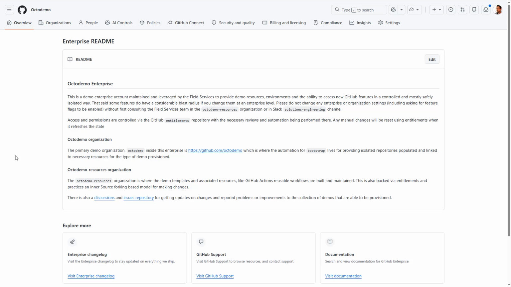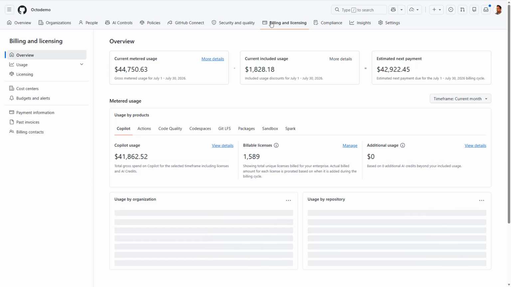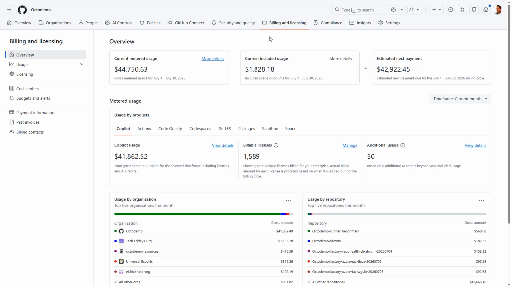As organizations adopt AI more broadly, one of the challenges is not just enabling access, it's keeping spend predictable. In this video, I'll use GitHub's billing and governance experience to identify where spend is coming from and apply guardrails before cost becomes price. I'm starting in the GitHub Billing Administration portal where I can monitor usage and configure controls.